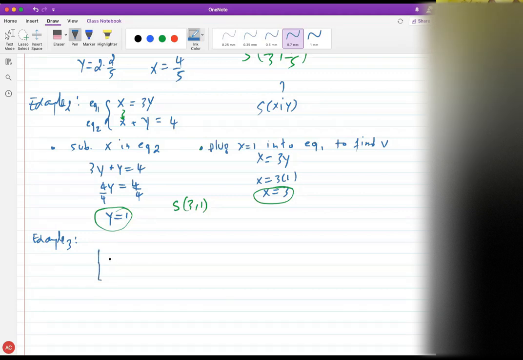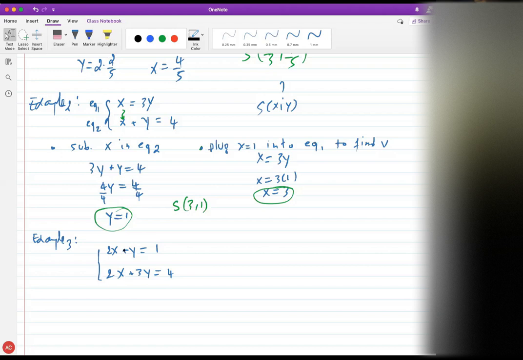Let's say 2x plus y is 1, and 2x plus 3y is maybe 4. So we have a little problem here, as you can see. What do you think the problem is?